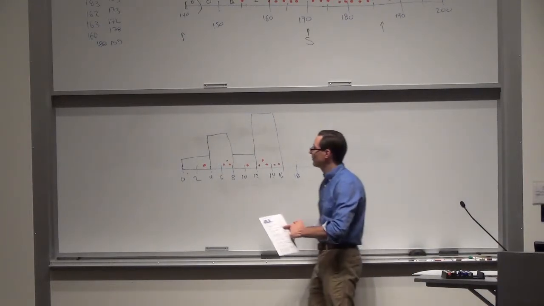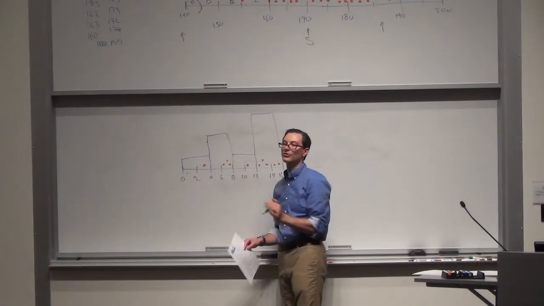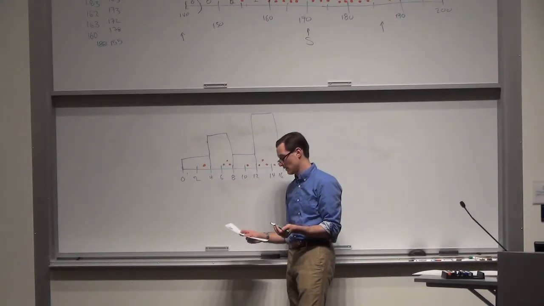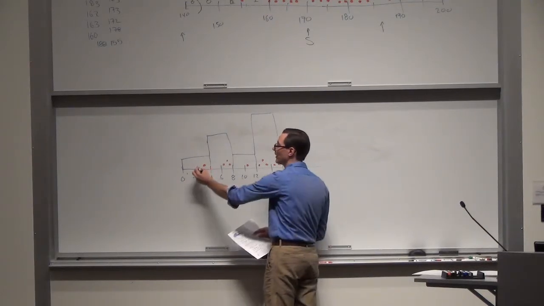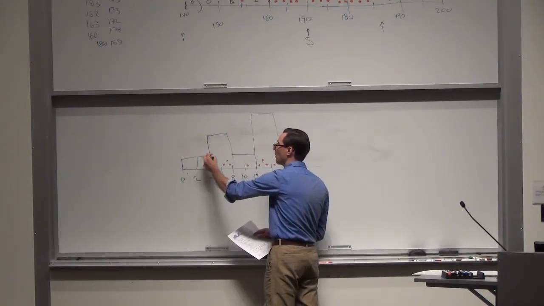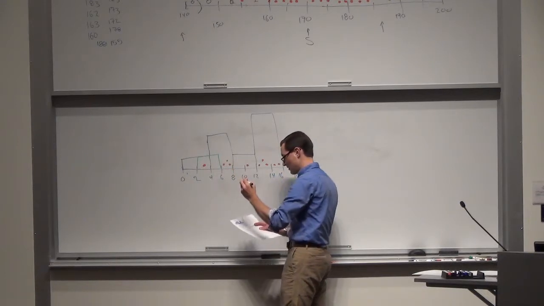All right, let's do something else completely reasonable. Let's start the bin nearest to our lowest data point rather than at 0. So we're going to go same bin width, so we're going to go from 2 to 6. How tall is that? 1. 6 to 10?